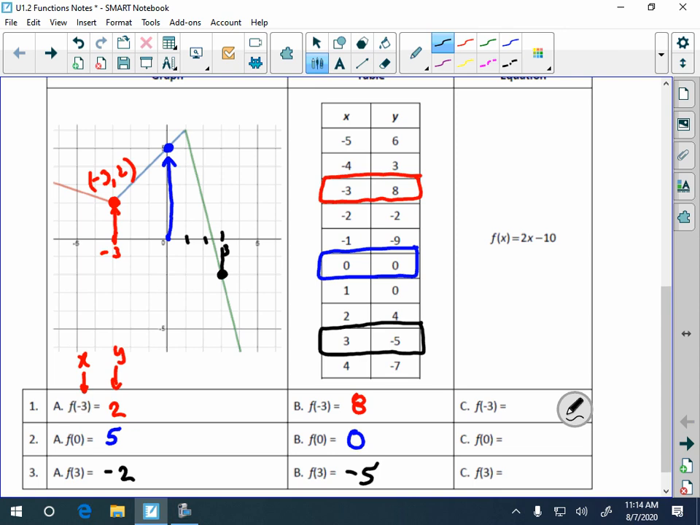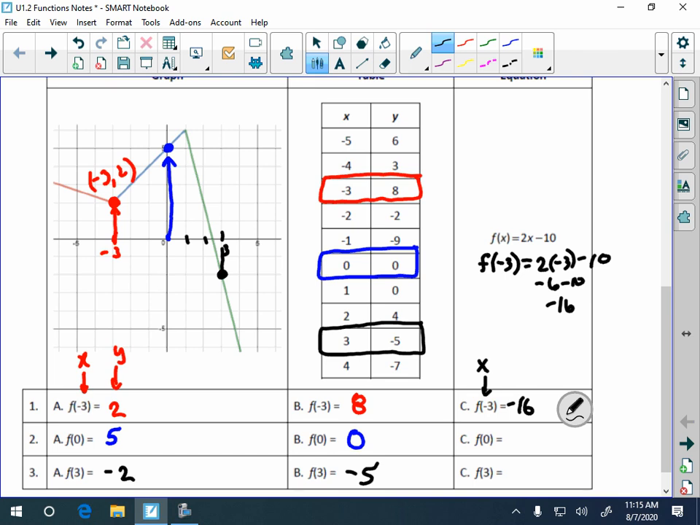All right, and then given an equation, we're going to use substitution. So we want to find f of negative 3. Again, this number inside the parentheses is our x, and we're trying to find the y. So f of negative 3 would equal 2 times negative 3 minus 10. Now we use order of operations to simplify, and so that would be negative 16.